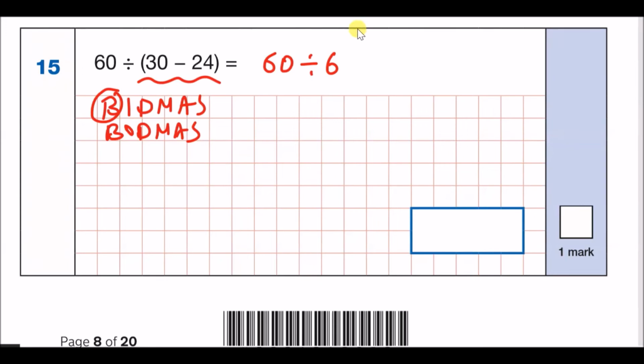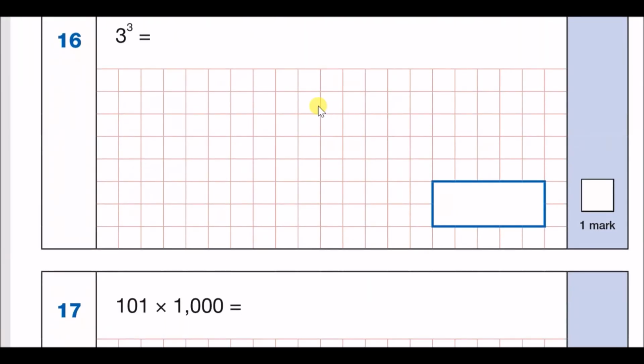And this is also easy. This is telling us how many times does 6 fit into 60. And if you know your 6 times tables, you'll realize that 6 times 10 will give us 60. And that's it.